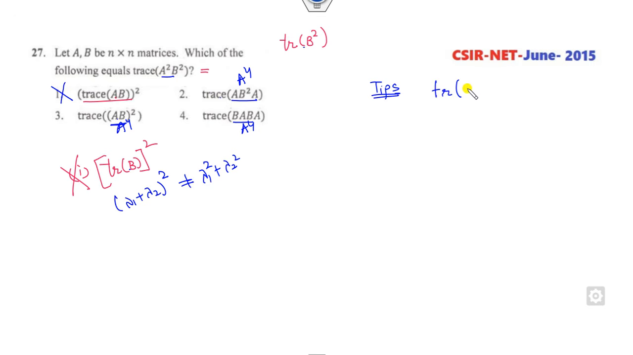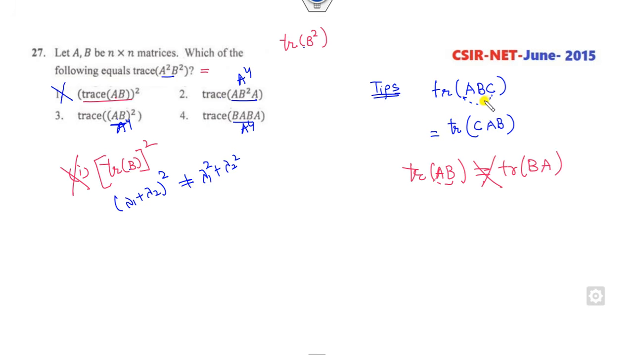So we all know trace of ABC is nothing but, you can change them to be here, CAB. Remember, this is applicable only for the 3 case. Remember, this is not true for 2. You can't say you can change them to be here. This is not true. This is only applicable for 3 or more than 3. So now what will happen if I write A square as AA, B square as BB? Fine. Now I can change them to be here. So it is BAAB.